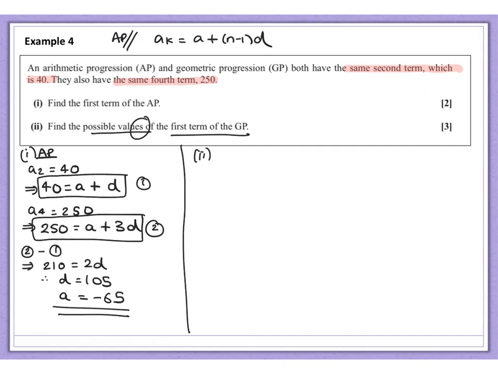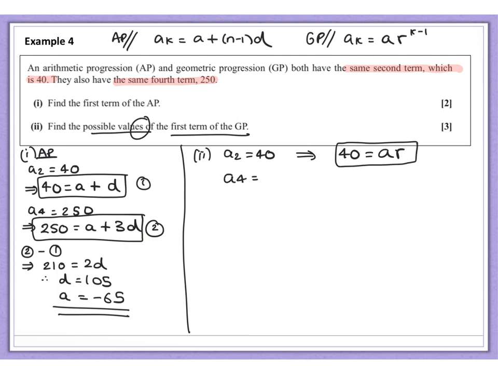Part 2, find the possible values of the first term of the GP. So remember, for a geometric progression, the general term is a multiplied by r to the k minus 1. So we know that a2 is equal to 40, which gives us 40 equals ar to the k minus 1. k is 2, k minus 1 is 1, so it's just 40 equals ar. a4 is equal to 250, which then gives me 250 equals a multiplied by r cubed. And I have my simultaneous equations. I'm just going to write them out in a different order.